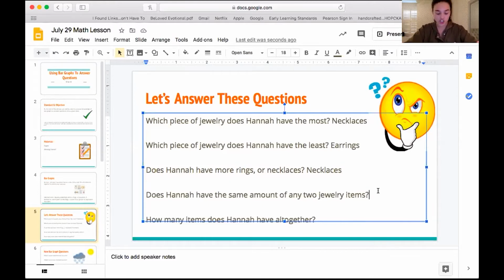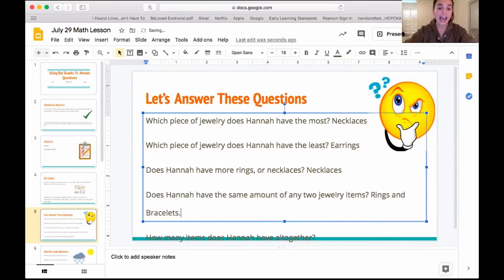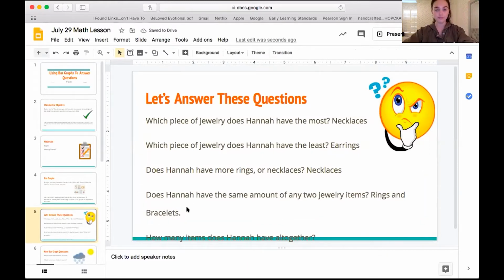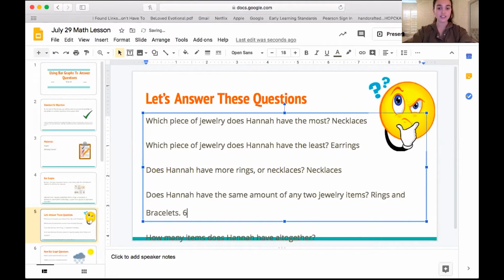Now, next question. Does Hannah have the same amount of 2 jewelry items? Look at our bar graph. Does she? Yes, she has the same amount of rings and bracelets. And for a little bonus, you can add how many of those does she have? She has 6 each, right? Okay.